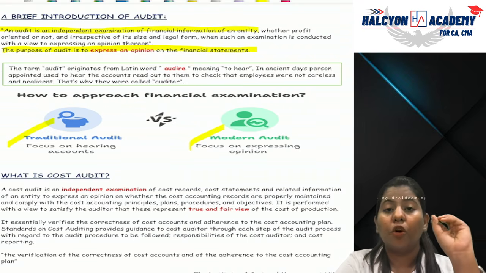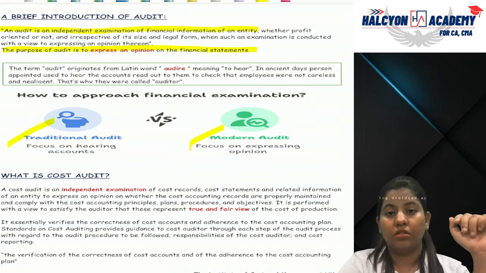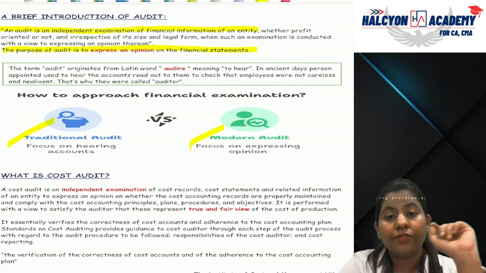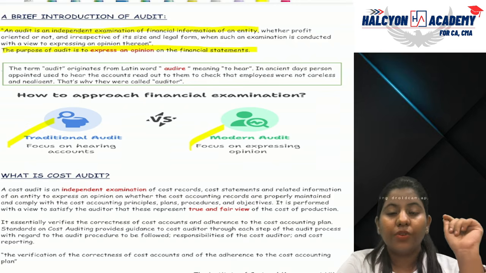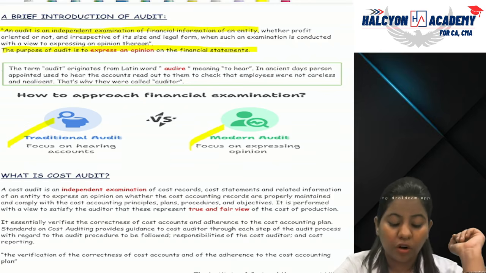Is the company following the objectives or not? Is everything in line with the objectives or not? So the shareholders have the right to know this. That's why audit is performed.